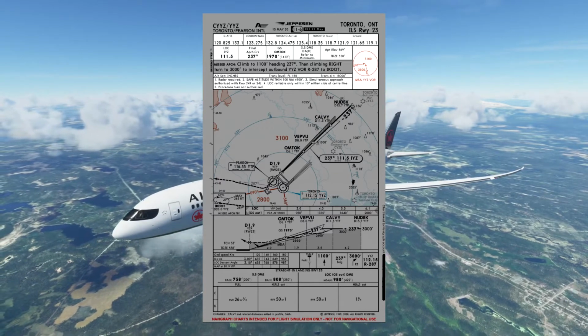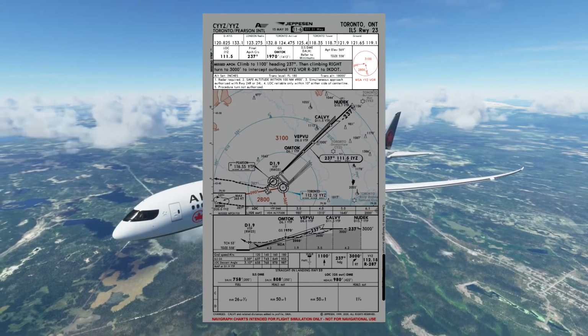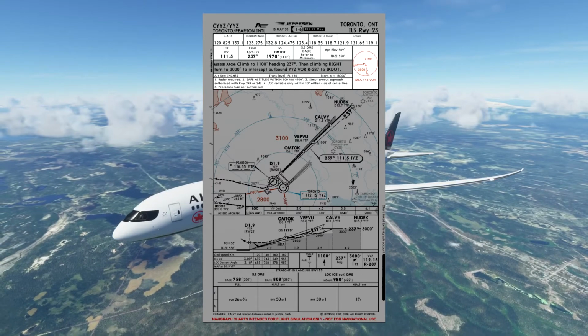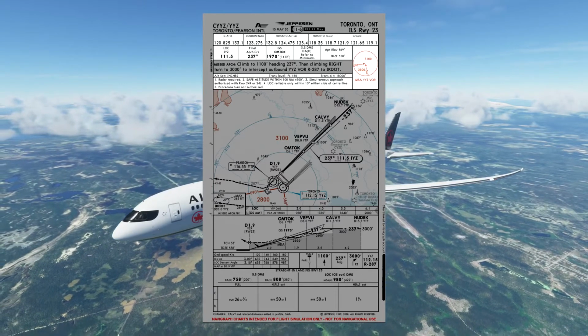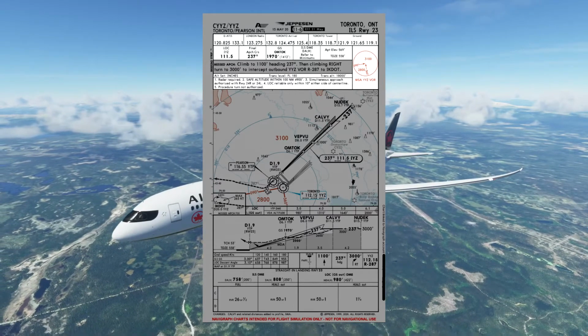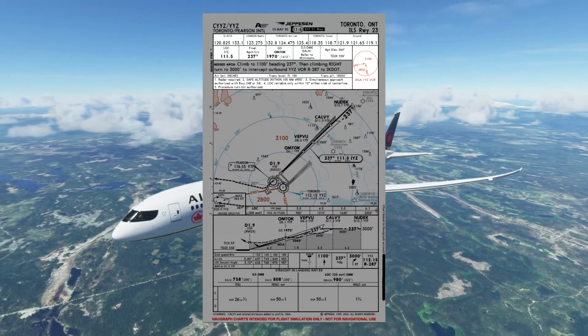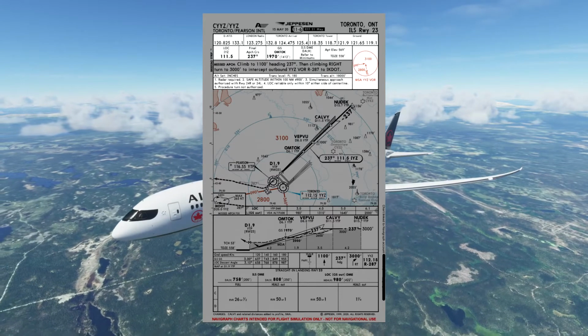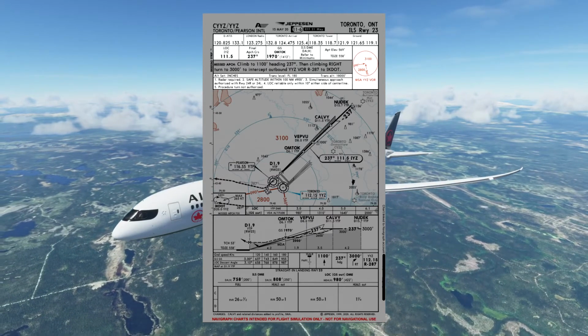Below that, you'll see what gives you some information about the type of approach. It says radar required, minimum safe altitudes. It tells you simultaneous approaches with runway 24 right or 24 left, so they do run both runways at the same time. It gives you other information about the localizers and stuff like that.